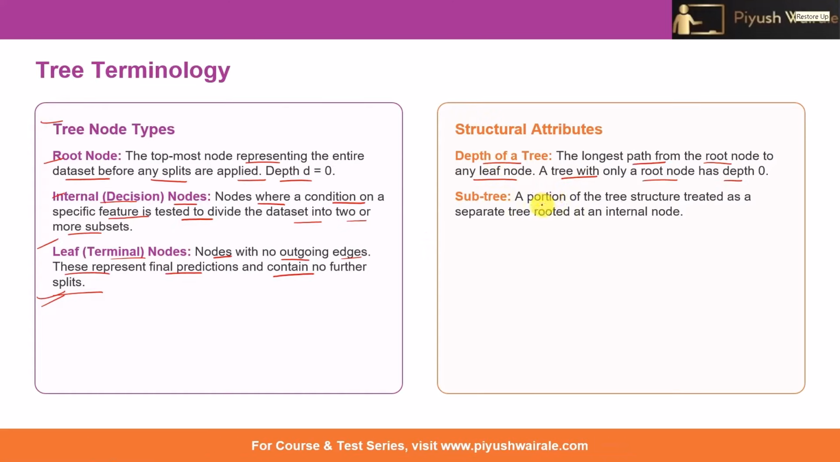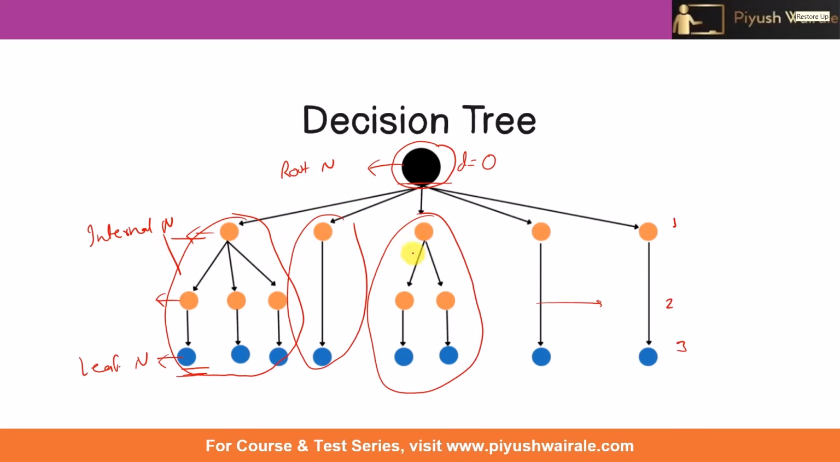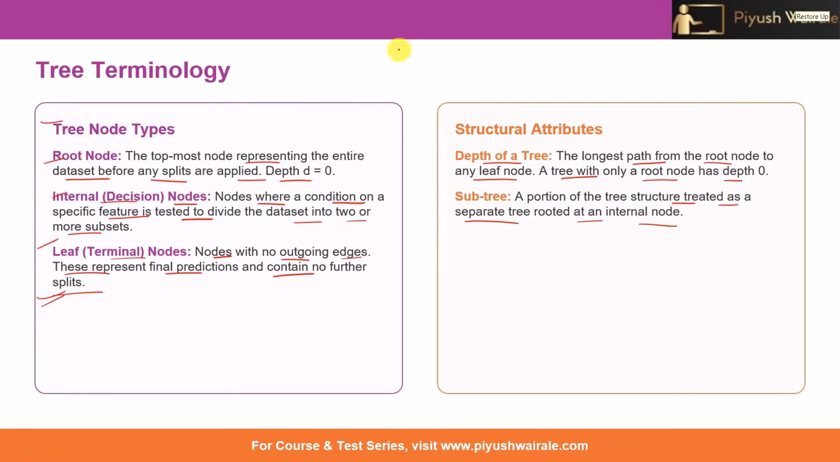Then the subtree: a portion of the tree structure treated as a tree rooted at an internal node. Basically this will be a subtree, this will be a subtree, even this is a subtree. It is a subset, a subpart of this tree, and you can call that a subtree. These are important terminologies, keep this in mind. They are pretty obvious, but okay.